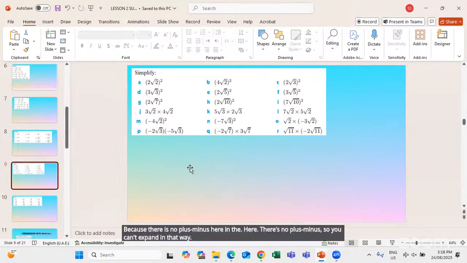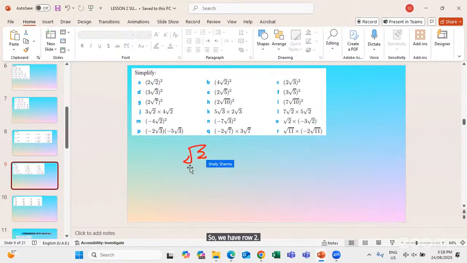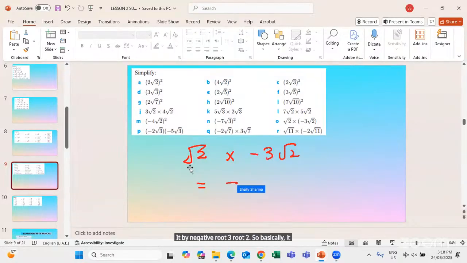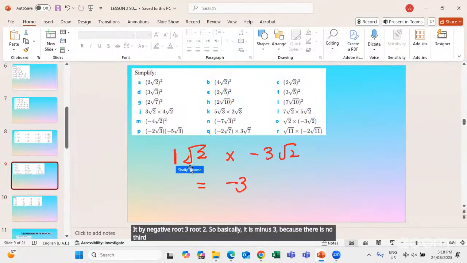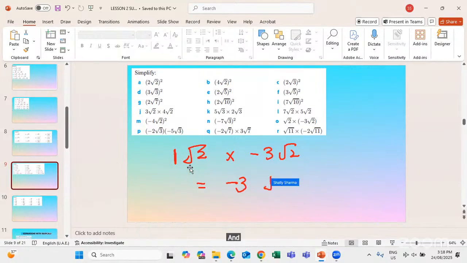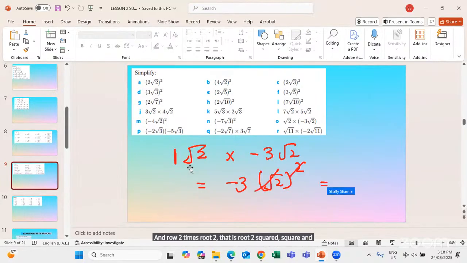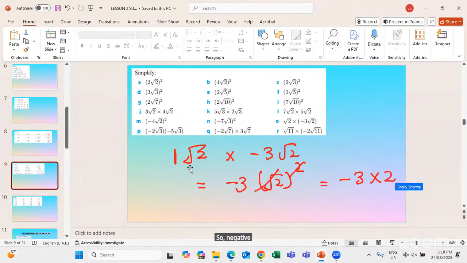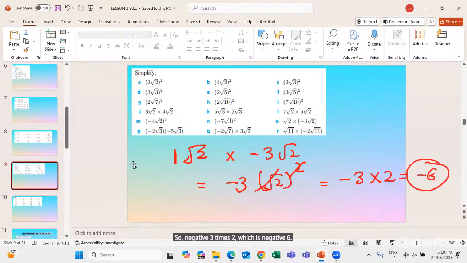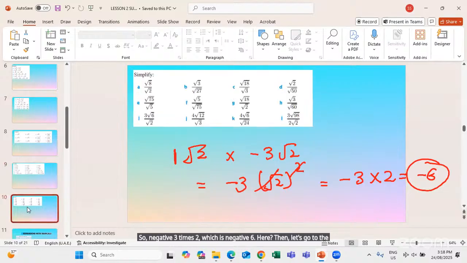So we have root 2. We have to multiply it by negative 3 root 2. So basically it is minus 3 because there is no surd part, it is just 1. So negative 3 times 1 is negative 3. And root 2 times root 2, that is root 2 squared. Square and square root cancel. So negative 3 times 2, which is negative 6. Clear? Then let's go to the next one.